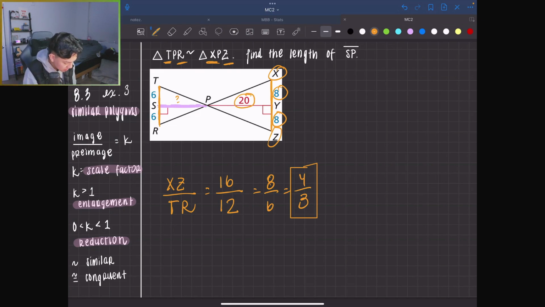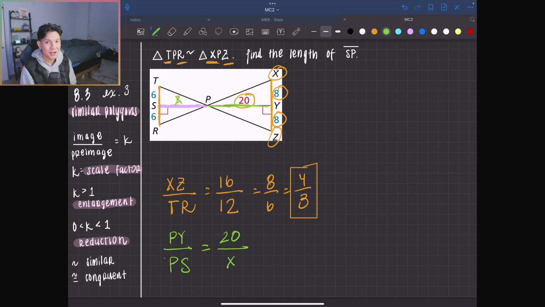So from P to Y, we're going to set up a proportion from P to S. PY is 20 over PS, which we don't know yet. So I'm going to put the variable x instead. So again, let's set this up as a statement of proportionality. 4/3, which is our scale factor, has to be equal to 20 over x. Again, let's do a shortcut where we can cross multiply.